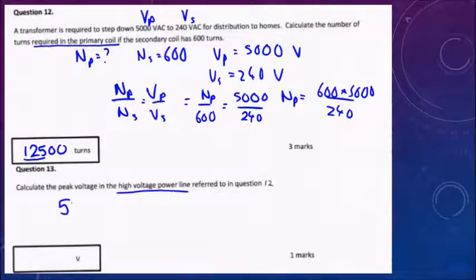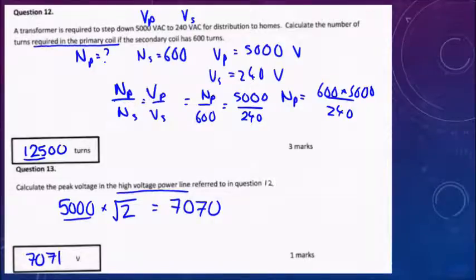Calculate the peak voltage in the high voltage power line referred to in question 12. Well, the highest voltage in question 12 is 5,000, so we've got to use that one. So we just multiply that by root 2 to get a peak voltage, and so we get something like 7070. Now again, we've got a whole lot of significant figures here if you're assuming that these are all significant. So, in fact, you could probably put in 7071, I think would be the right number there, and that would be a reasonable answer.